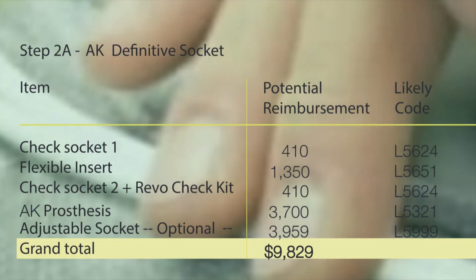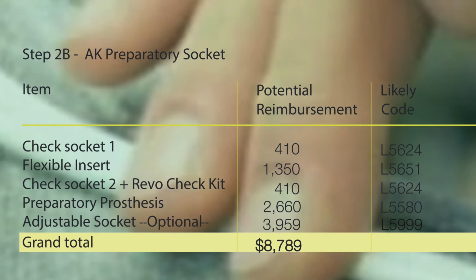For Path 2A, going straight to the definitive, you will have the opportunity to bill for $9,829, plus any add-on codes you normally use. For Path 2B, using the prep socket, you will have the opportunity to first bill $8,789. Later, when you build the definitive socket, you will use code L5321, the optional L5999 code, plus any add-on codes you normally use. Total reimbursement will depend on how this process unfolds.